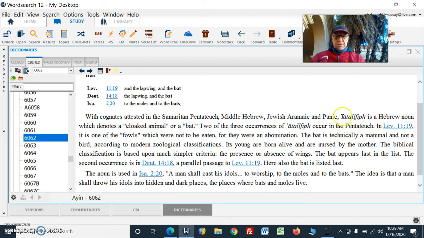Atallêph is a Hebrew noun which denotes a cloaked animal or a bat. Of the 3 occurrences, atallêph occurs twice in the Pentateuch. And in Leviticus 11:19, it is one of the fowls which were not to be eaten, for they were an abomination. The bat is technically a mammal and not a bird according to modern zoological classification; its young are born alive. Okay, it's explaining about the bats.